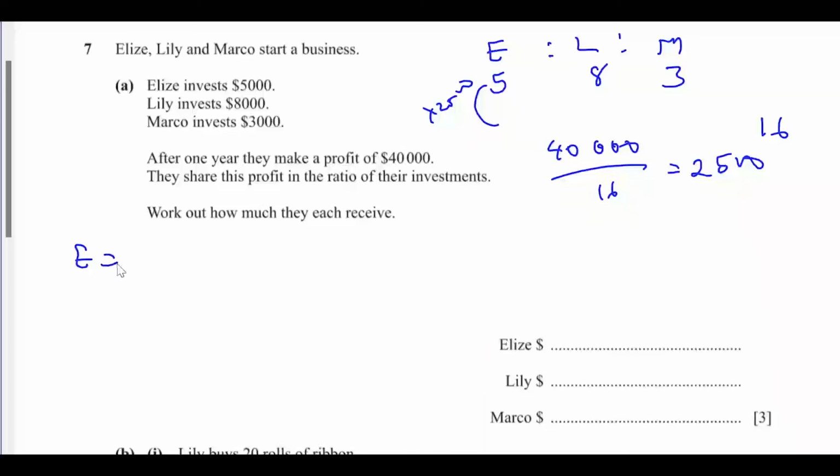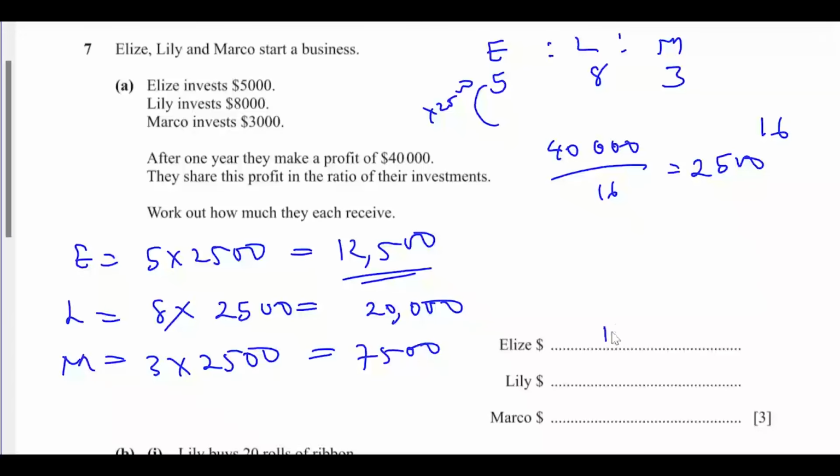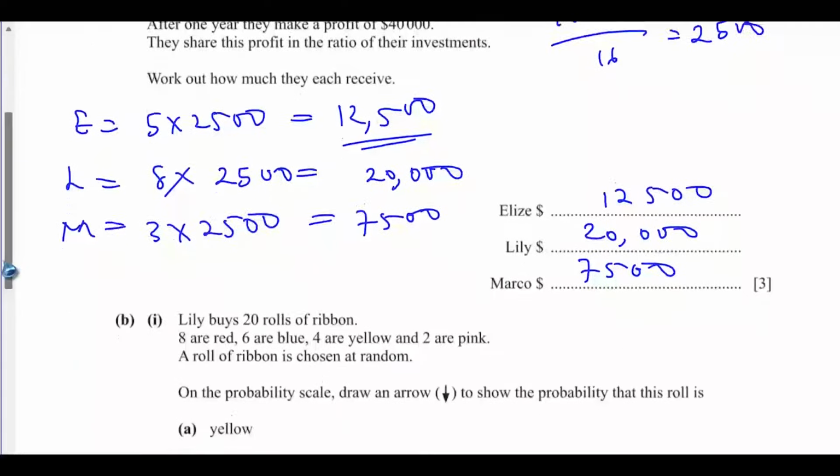So if we do that, Elise, E, will be equal to 5 times 2,500. So this will be 12,500 for Elise. So for Lily, L, it will be equal to 8 multiplied by 2,500. So that will give you 20,000. And lastly, Marco will be 3 times 2,500. So that will give you 7,500 respectively. So we can put 12,500 for Elise and then 20,000 for Lily and then 7,500 for Marco. So let's go to part B, Roman figure 1.